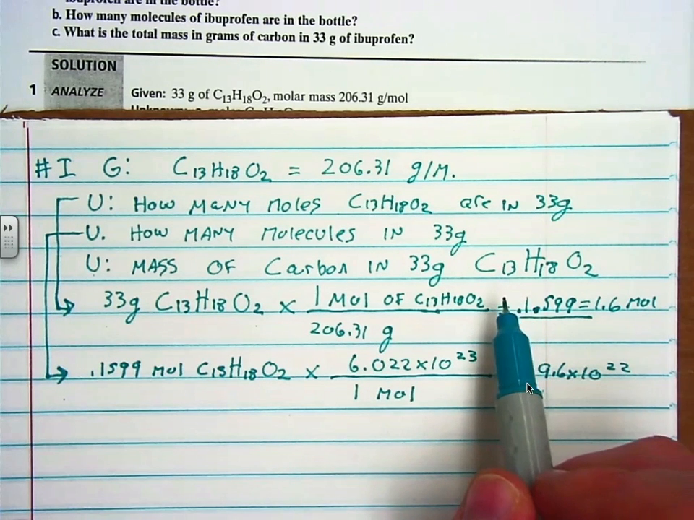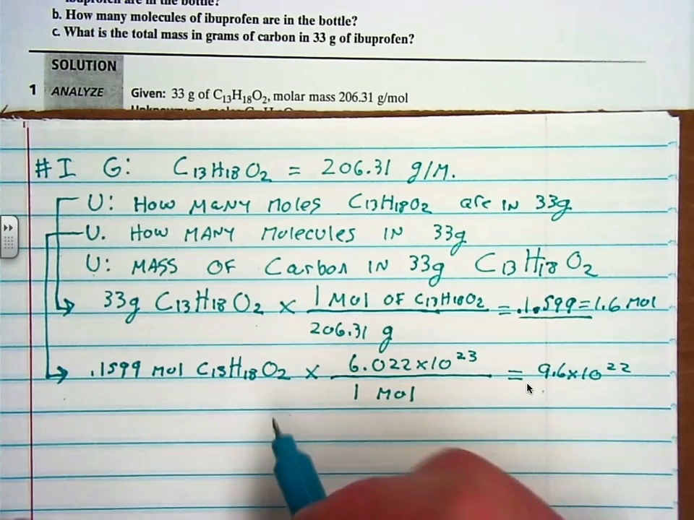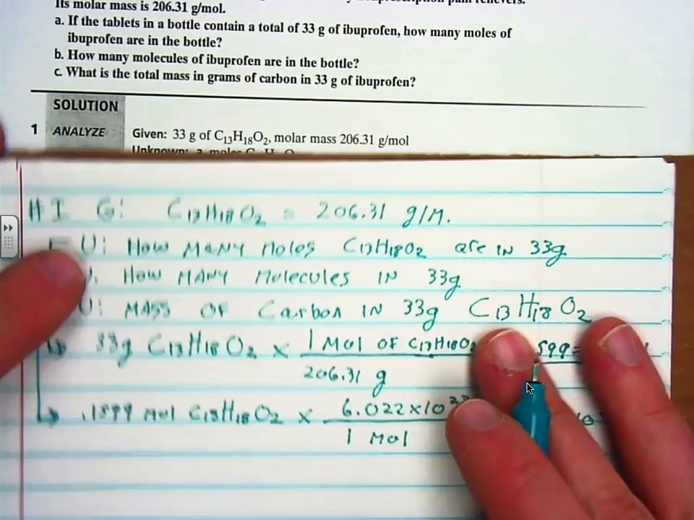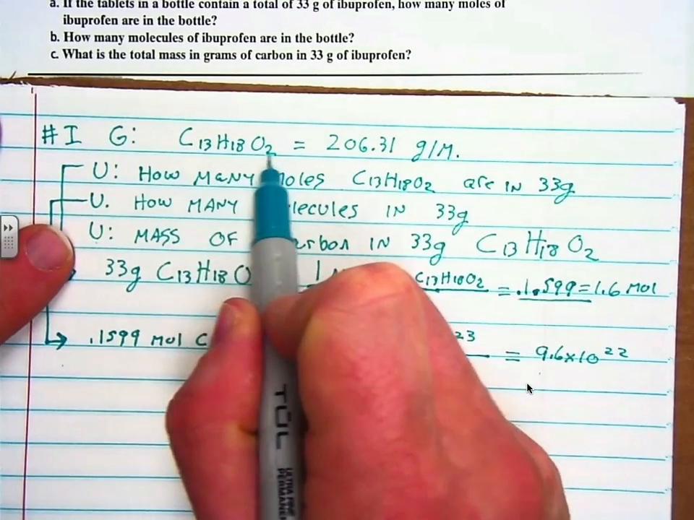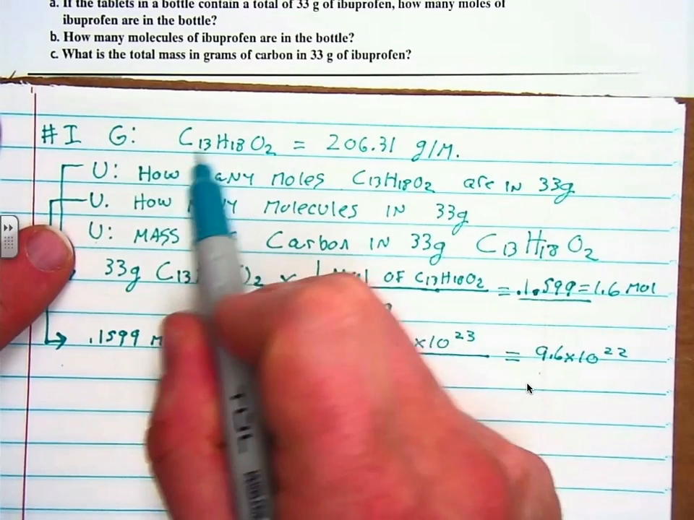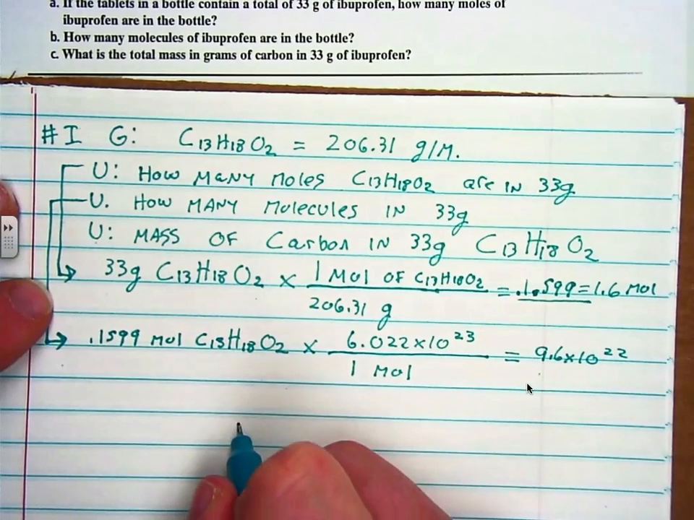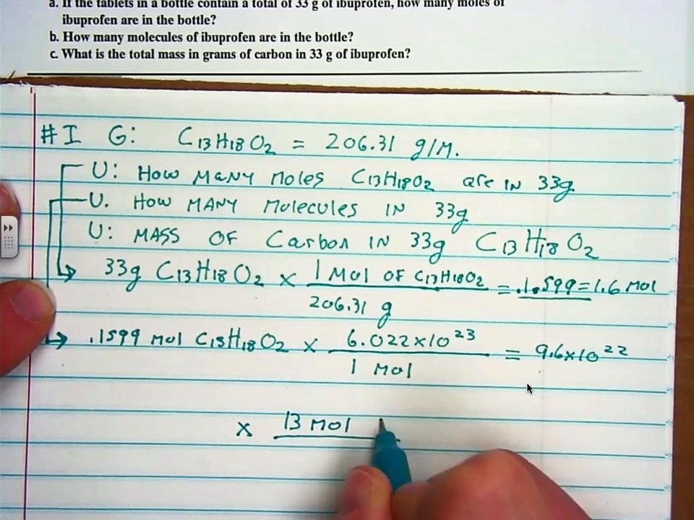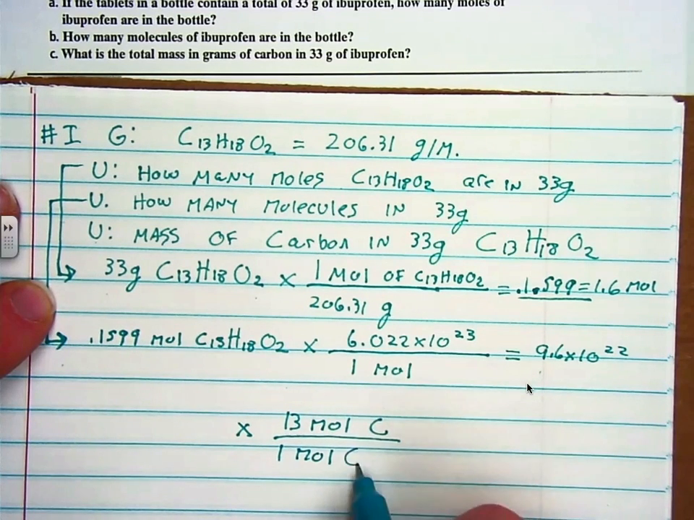All right? And finally, the last part is, how much carbon is there in 33 grams of ibuprofen? Well, what we can do is we can use our formula to make a conversion factor. We know that there are 13 carbons in one molecule. That means that there are 13 moles of carbon in 1 mole of this molecule. We can make that a conversion factor. So I'll just do that right now. We can say 13 moles of carbon are in 1 mole of ibuprofen. Write it out. Don't be lazy.